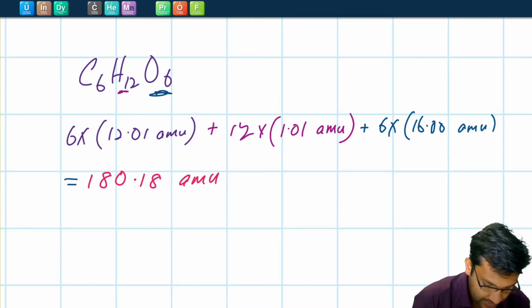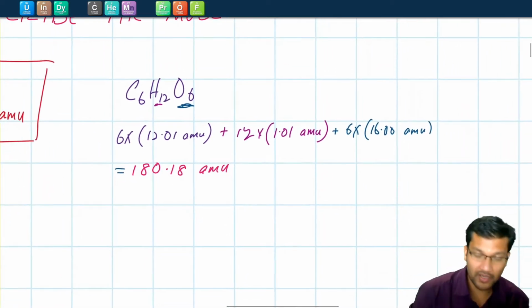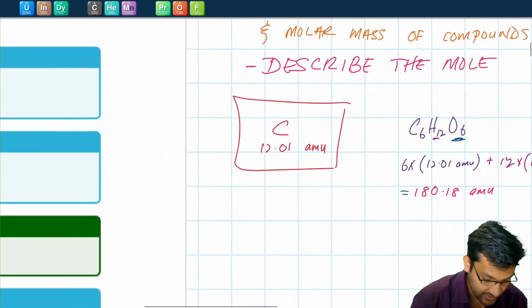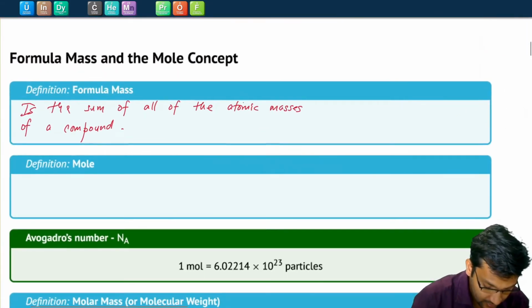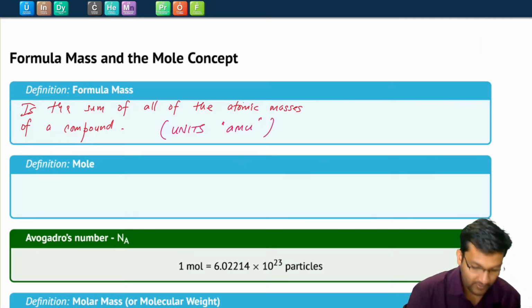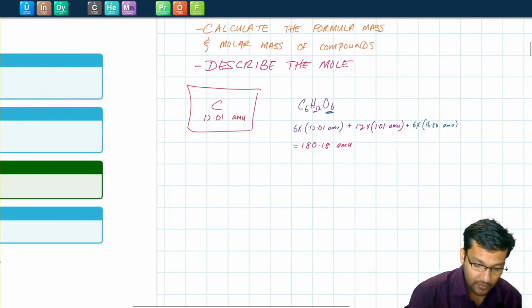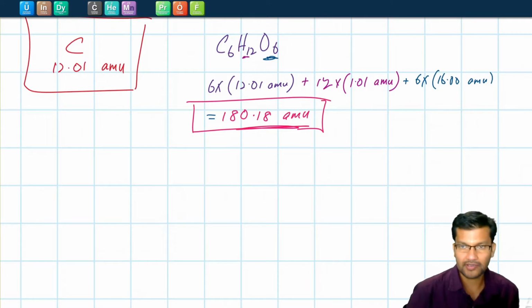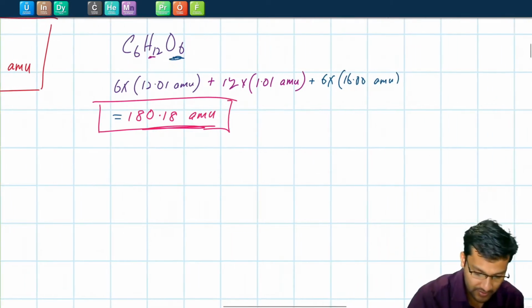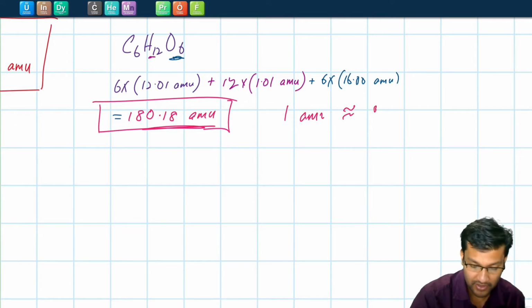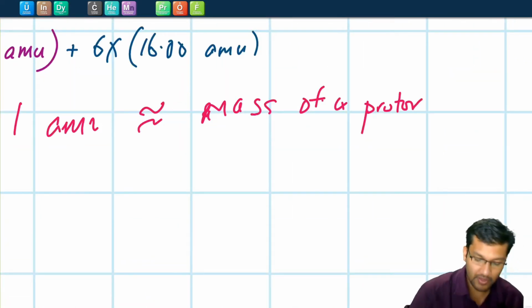atomic mass units. Note that because we're summing all of the atomic masses, the units are also going to be the same as the units for atomic mass. And so units for the formula mass will be in atomic mass units. But what is an atomic mass unit anyway? And is that even useful for us? An atomic mass unit, remember, is about the mass of a proton, which is a very, very small amount of mass.